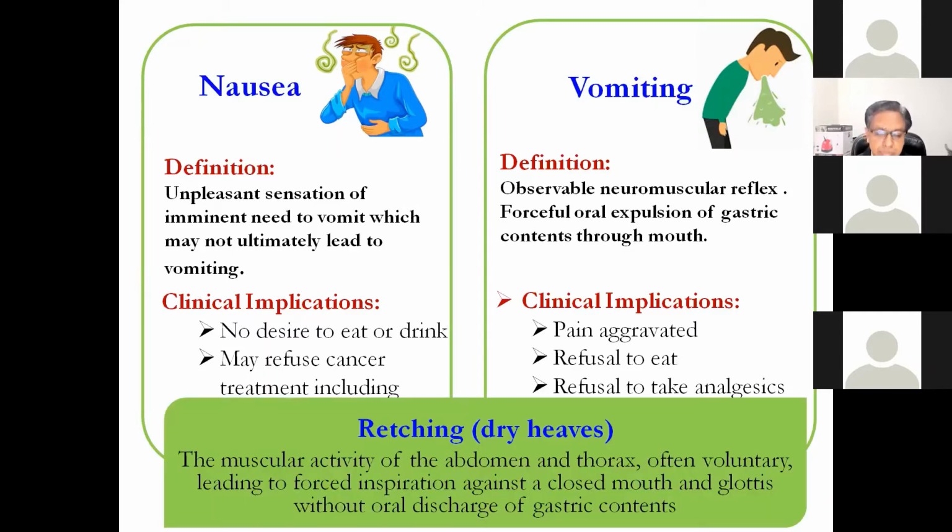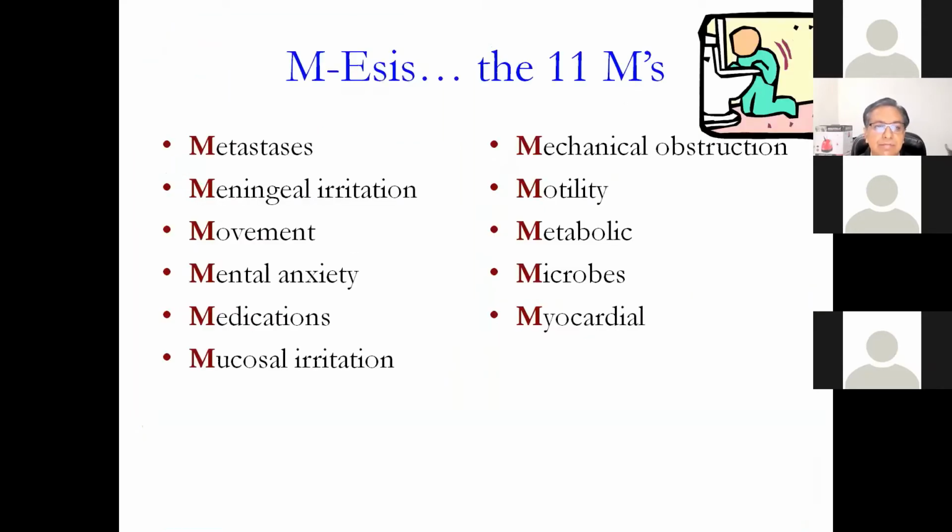At times, patients also use the term retching, which is the muscular activity of the abdomen and thorax, often involuntary, leading to forced inspiration against a closed mouth and glottis without oral discharge of gastric contents. So this is what the domain of nausea and vomiting comprises, and the patient will define them.